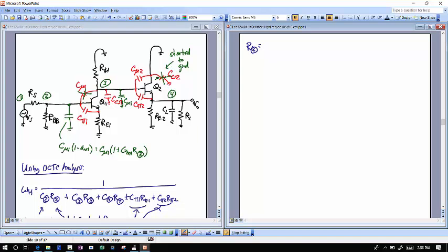And so for R2, what's the total resistance in shunt? Well, I see RS going that direction, to the left. I see RBB going to ground as well. I see, what do I see?